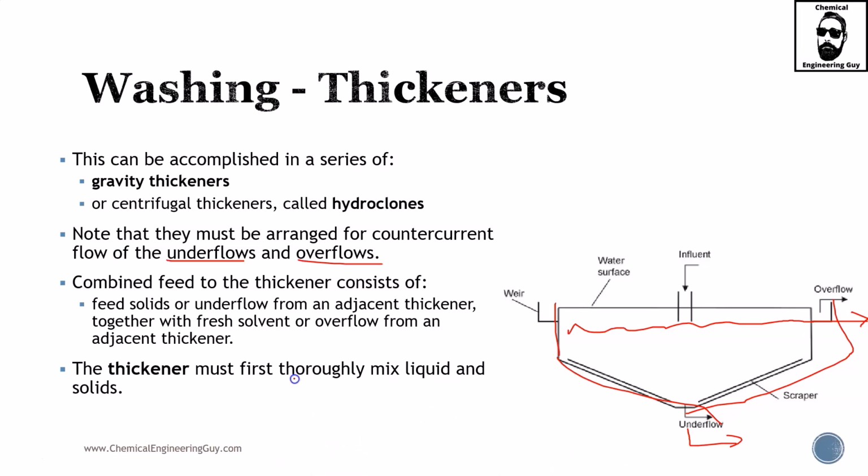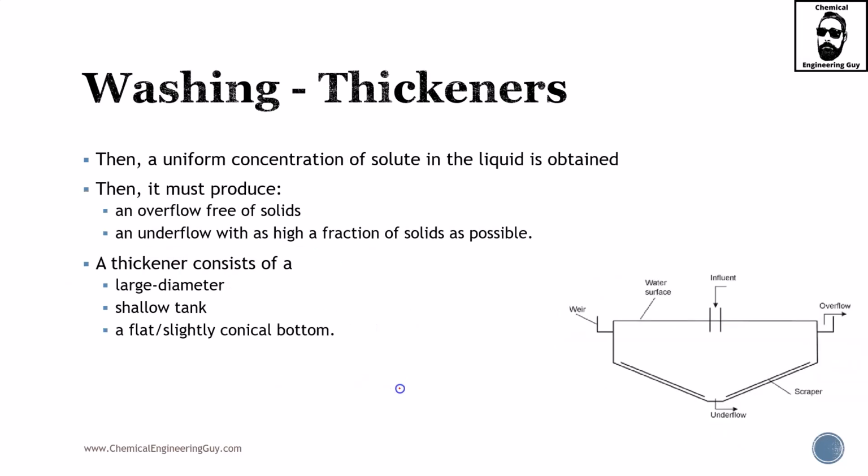The thickener must first thoroughly mix liquid and solids. Then a uniform concentration of solid in the liquid is obtained, which then must be the following product: an overflow free of solids. So once again, I can do this. Remember, the solids are mostly going to be downwards. So let's say here, these are the solids which go in underflow, and the overflow. The underflow with a high fraction of solids as possible. So this is very high in solids, this is very low with respect to solids.